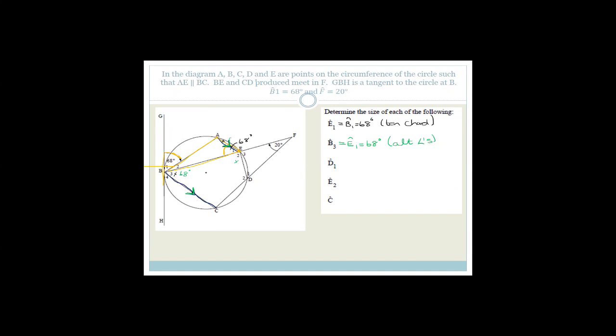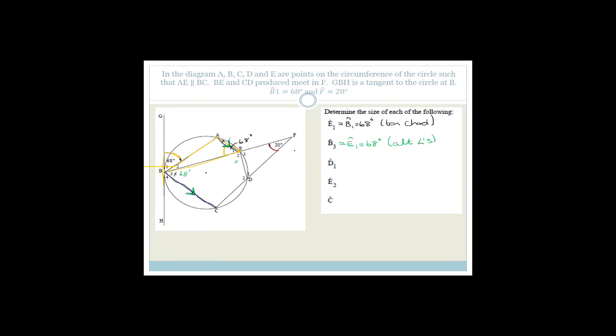We know that GBH is a tangent, and we know that B1 is 68 degrees, and we know that angle F is 20 degrees. Okay, so do you agree that we don't have any other information that's useful except for the fact that angle F is 20 degrees?